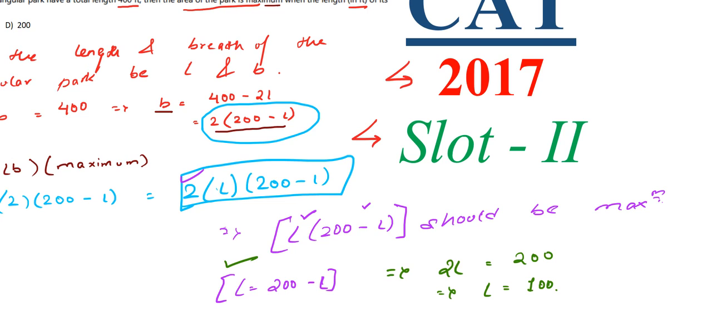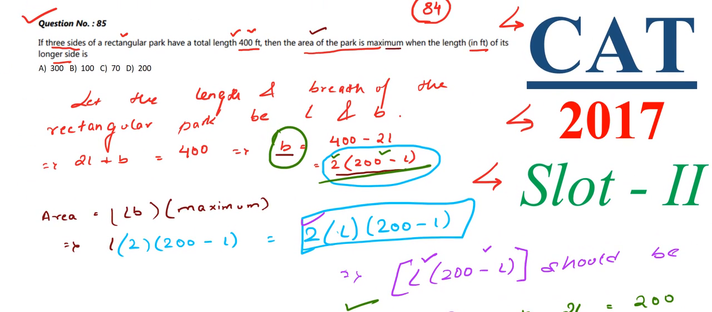So we have got our one side, and here we have an equation where B is equal to 2 into 200 minus L. So from this equation we will find our B, which will be equal to 200 minus L, which will be 100, and 100 into 2 will be 200. So B will be 200. So our length is 100 feet and breadth is 200 feet. So as you can see, breadth is larger than the L, that is breadth is the longer side, and we have been asked the length of its longer side, which is B, will be 200 feet. So option number D matches with our answer. Hence option D is the correct answer to this question.